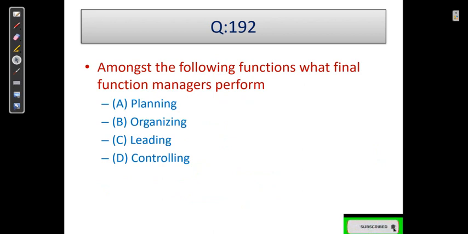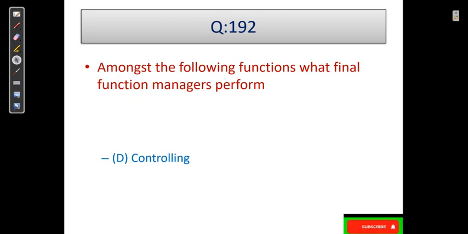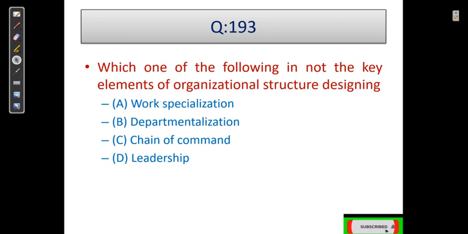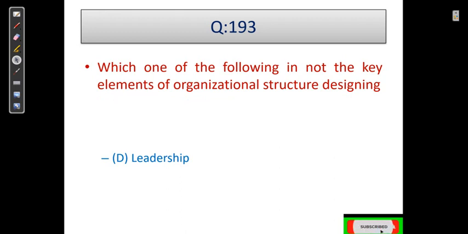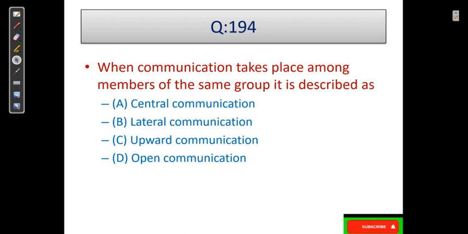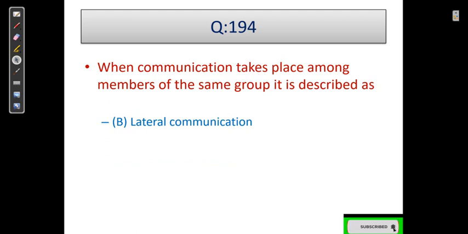Among the following functions, what final function does a manager perform? Finally, after everything is done, controlling has to be done. Which one of the following is not a key element of organizational structure designing? Work specialization, departmentalization, chain of command, leadership. So the correct one is leadership. When communication takes place among the members of the same group, it is described as central communication, lateral communication, upward communication, or open communication. So it is lateral communication.